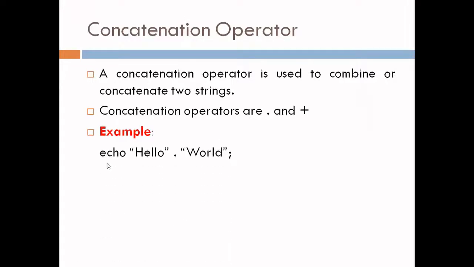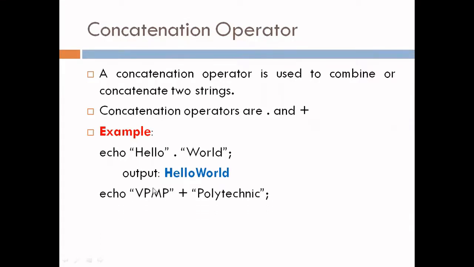Example: echo in double quotation marks "Hello", that is my first string, dot, in double quotation marks "World". So Hello is my first string and World is my second string. Here Hello and World are concatenated with each other. After the end of the Hello string, it will print World, so it will print Hello World as a single phrase. So the output will be Hello World.